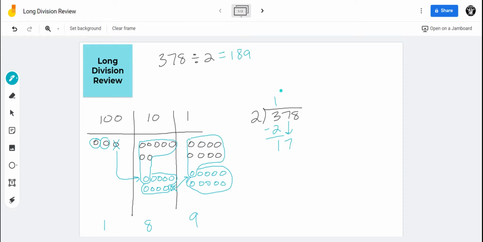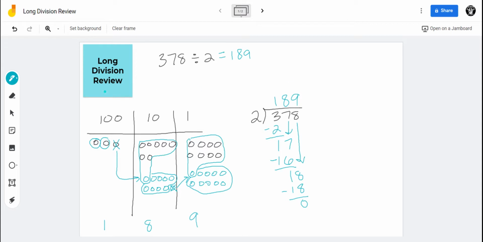Okay, 2 fits into 17 8 times. Okay, 8 times 2 is 16, minus 16. Okay, 1 left over. I had two groups of 8 here, which was 16. I had 1 left over, and I regrouped, and I bring my 8 down, and I get 18 ones, which was right here. 2 times 9 is 18, and I'm going to subtract my 18, and I have none left over. So my answer, my quotient, is 189.